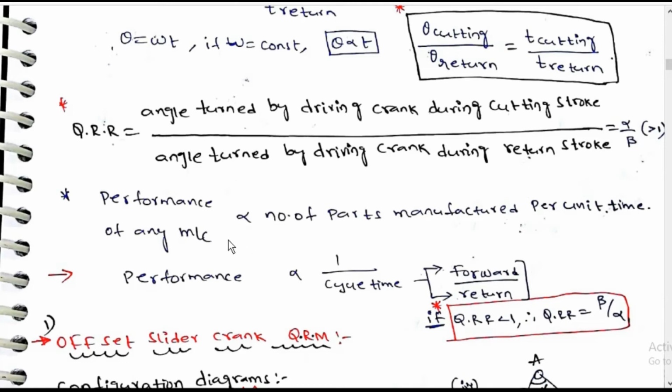Performance of any machine is directly proportional to the number of parts manufactured per unit time. Performance is inversely proportional to cycle time. It has forward and return. If QRR is less than 1, QRR is equal to beta by alpha.